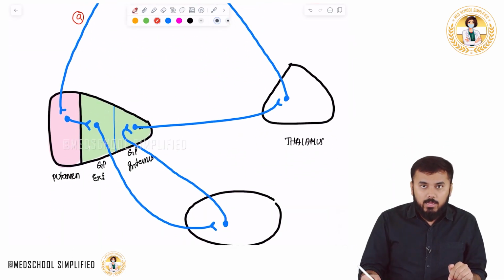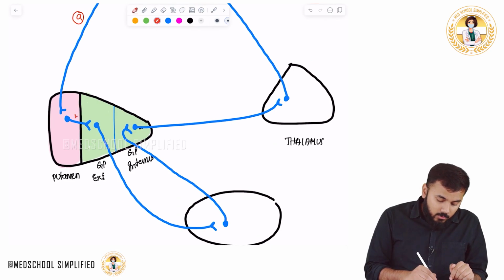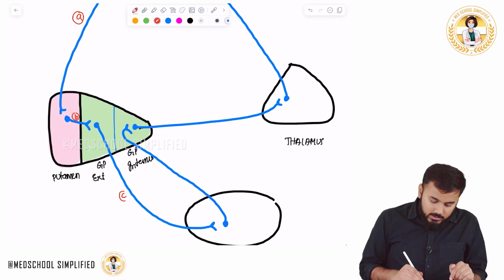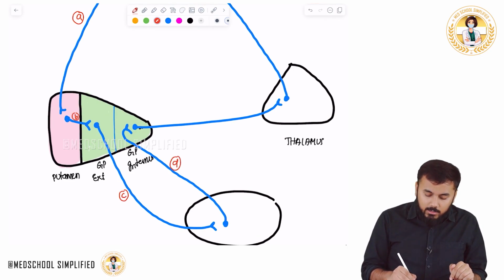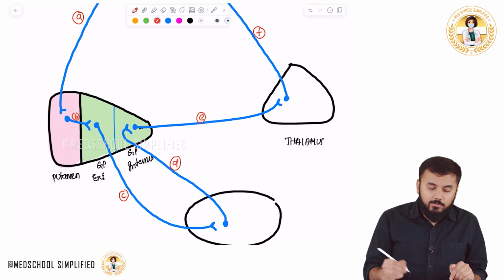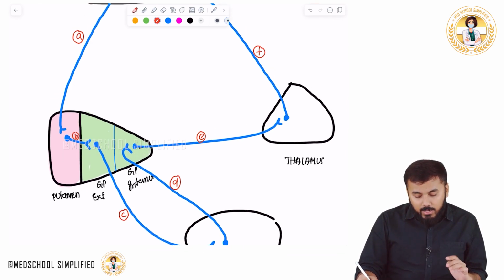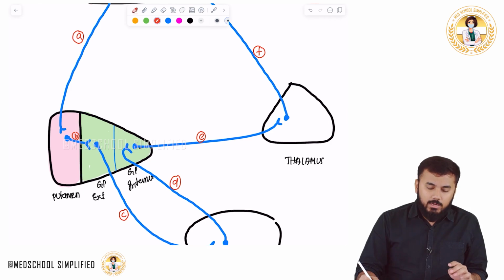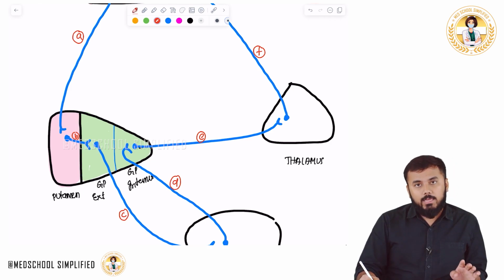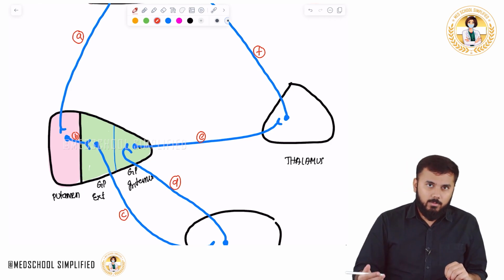This is A, one pathway, right? Next here you have got B, and here you have got C, D, E, as well as F. You see how many pathways are located over here? Clear, all of you? Now, by looking at this picture itself, you can very clearly understand that this pathway is not a direct pathway. This pathway is an indirect pathway.